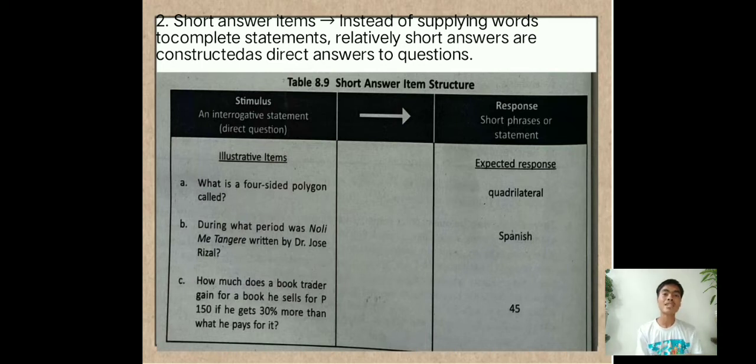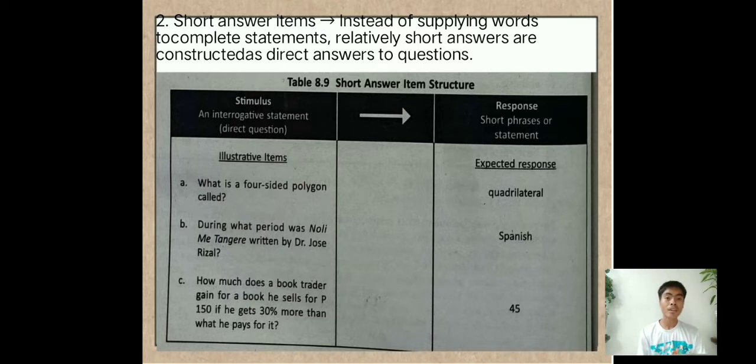Next, short answer items. Instead of supplying words to complete statements, relatively short answers are constructed as direct answers to questions. In the short answer item structure, the stimulus is an interrogative statement, which ends with a question mark. And the response is a short phrase or statement that would be the answer of the students.